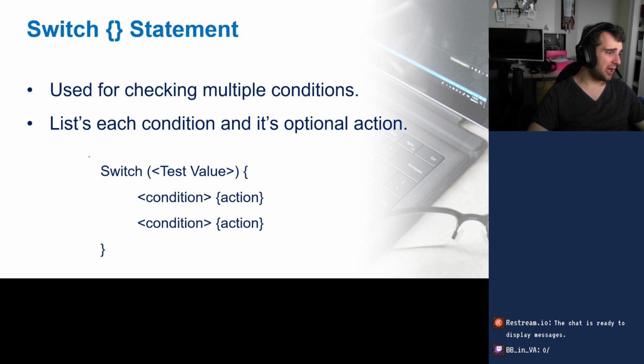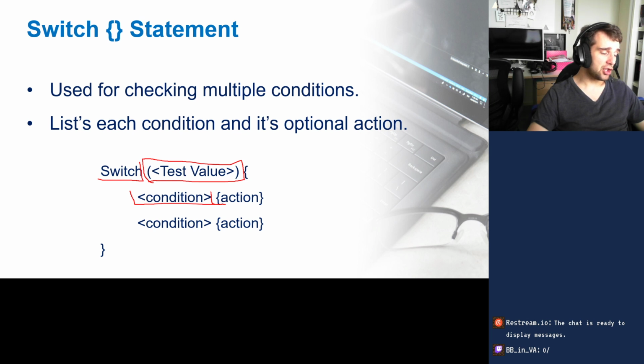So let's say here we've got our switch statement. As you can see, it's declared with a switch, and then we place inside a condition our test value. And it just needs to be a test value. There's not really anything special. And then in there, we specify each condition followed by a script block with its action.